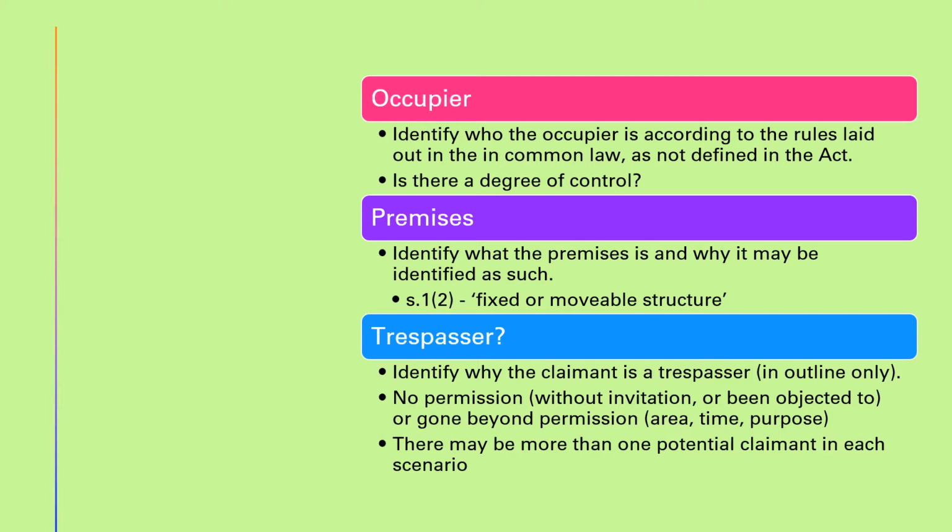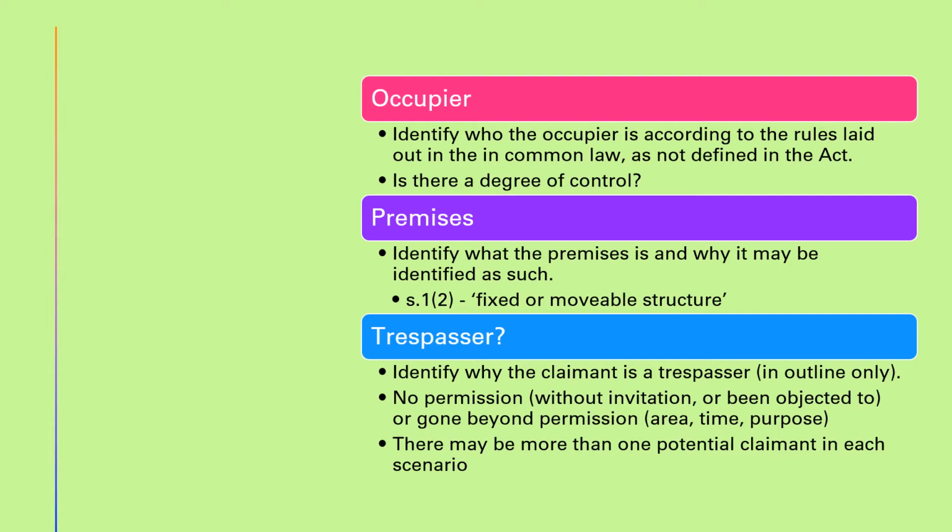We then need to consider whether the tort occurred on the premises. So when looking at a scenario, identify in that particular scenario what the premises is and why it may be identified as such. So this is pretty similar to lawful visitors, but of course the situations are going to be different because we have a trespasser. So a fixed or movable structure, as laid out in section 1(2) of the Act, will give us a broad spectrum in which to work. So things such as ladders have been considered premises in the past, and of course you've got the more obvious ones: buildings, sheds, caravans and so on too. The list is almost non-exhaustive really.